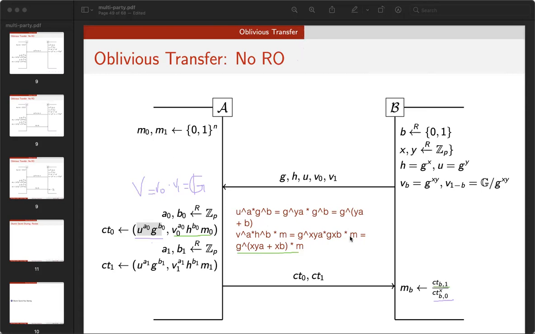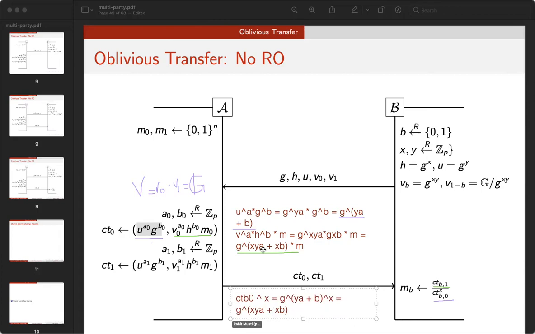Back to purple, and just grab that. Okay, and you'll notice that this is actually CTB0 raised to the X. So we take CTB0 to the X, which is G to the YA plus B to the X, which equals G to the XYA plus XB.